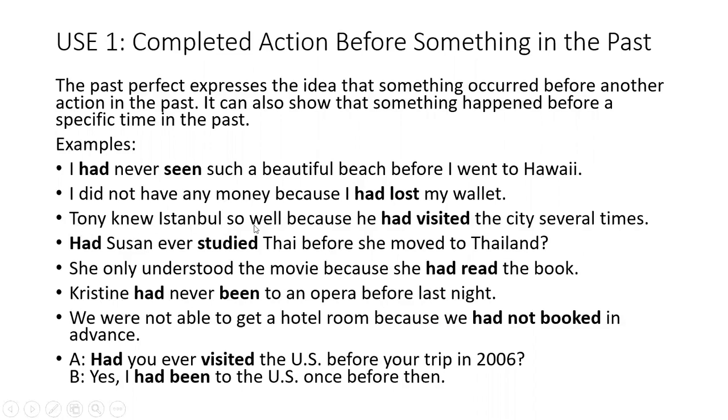Tony knew Istanbul so well because he had visited the city several times. So Tony did two things, or has two verbs. He knew the city and he had visited it. Why did he know Istanbul? Because before knowing it, he had visited it several times. Again, simple past, knew, and past perfect, had visited.